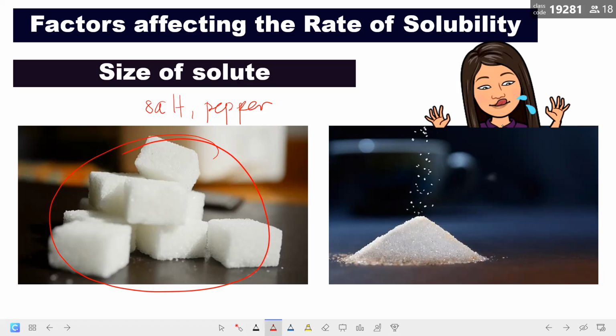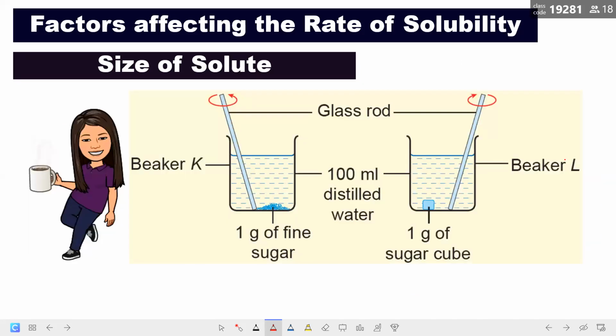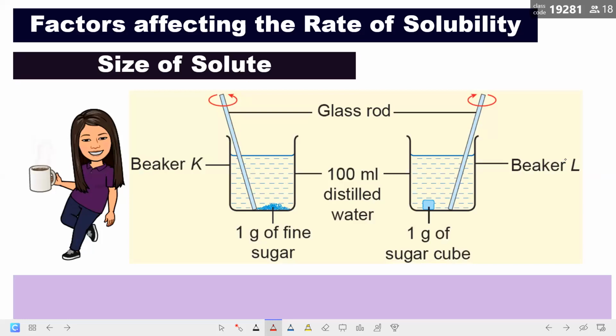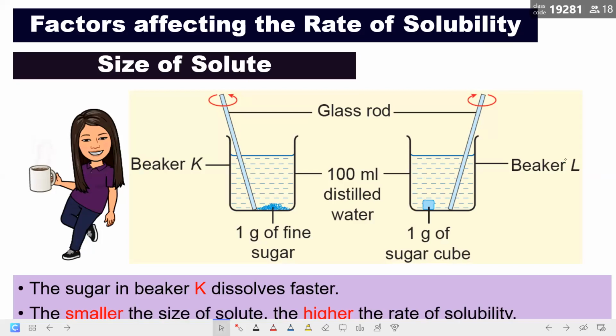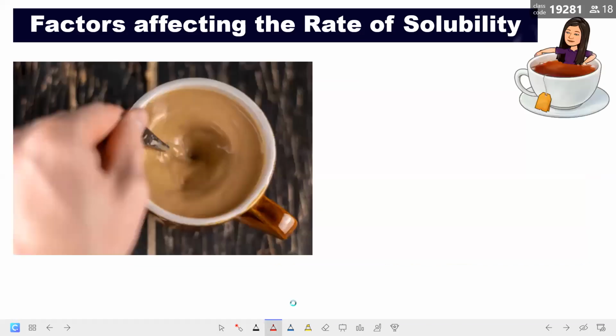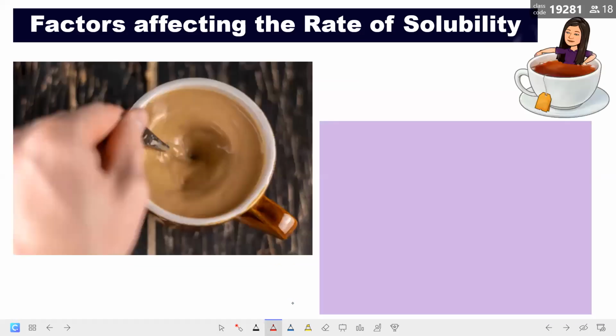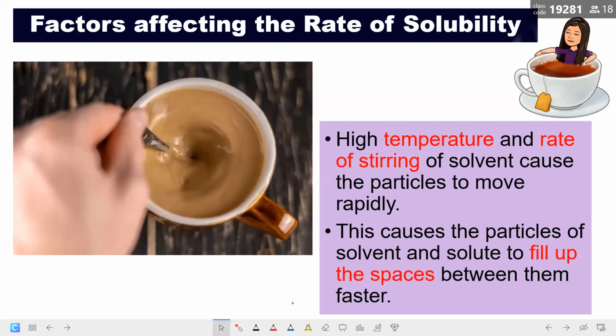If I've got big size solute and small size solute, obviously the winner goes to the small size solute. So we looked at the experiment. I've got 1 gram of fine sugar and 1 gram of sugar cube. Beaker K will dissolve faster than beaker L. So the smaller the size, the higher the rate of solubility. As I said, today's lesson is not very difficult. Many of them is just common sense.